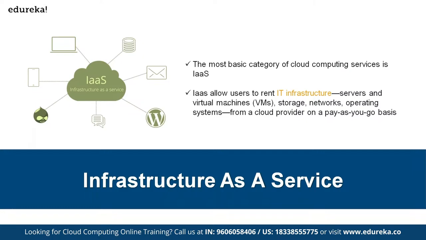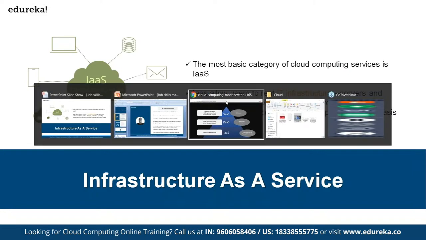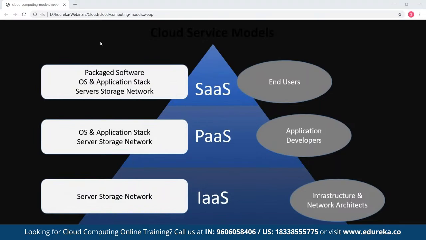Now let's look at the different types of cloud computing services. We're going to talk about infrastructure as a service, platform as a service, and software as a service. So you have basically three cloud service models, okay? At the very base layer, let me show you this picture. This is very clear. You have infrastructure. What you get when you subscribe to this cloud computing model is servers, storage, and the network.